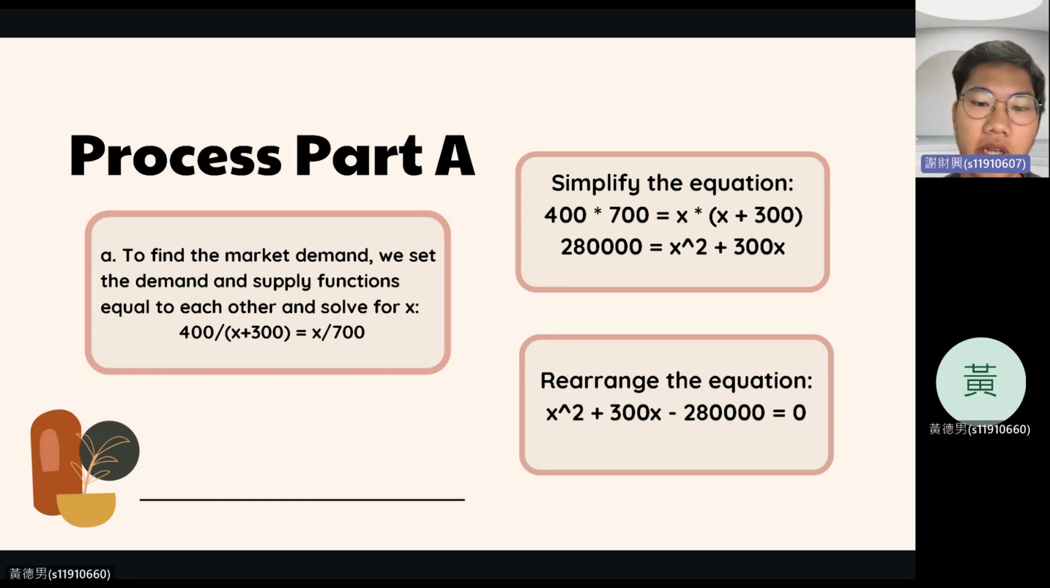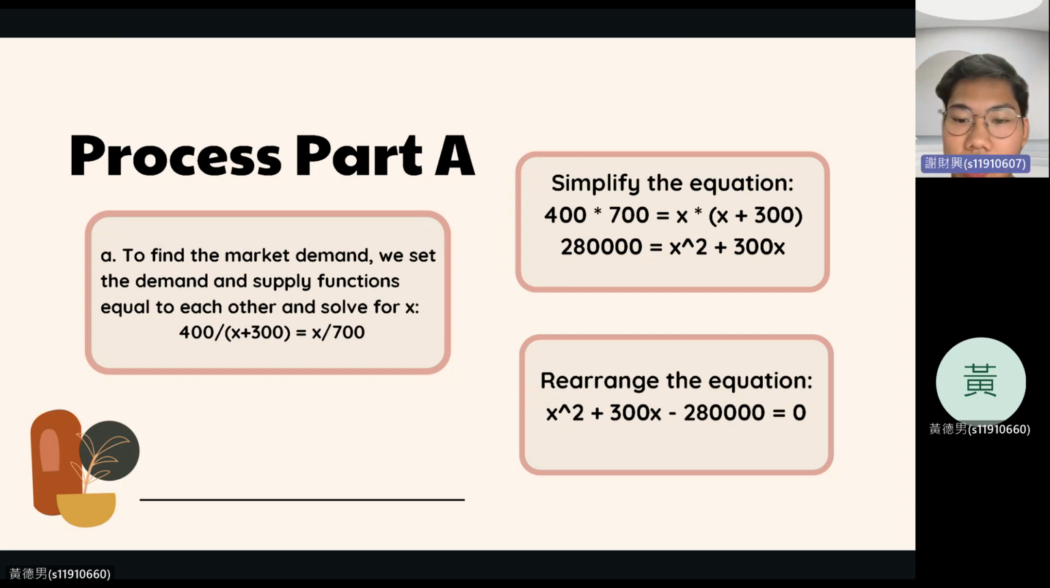We're going to look at part A first. To find the market demand, we need to set the demand and supply functions equal to each other and solve for x. Therefore, we get 400 divided by (x plus 300) equals x divided by 700. After that, we simplify the equation by cross multiplying, and it becomes 400 times 700 equals x times (x plus 300). Then we get 280,000 equals x squared plus 300x.